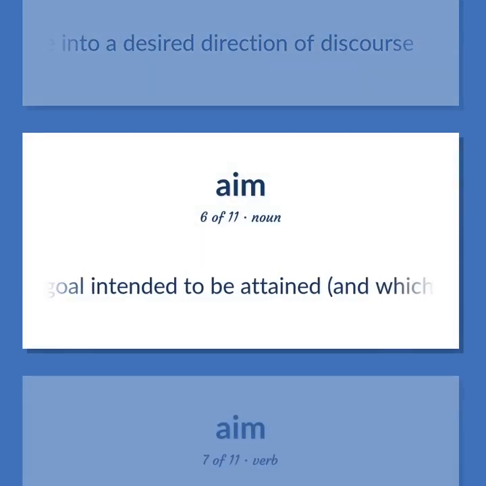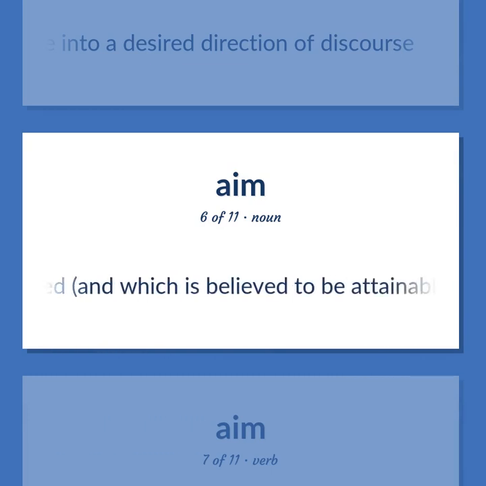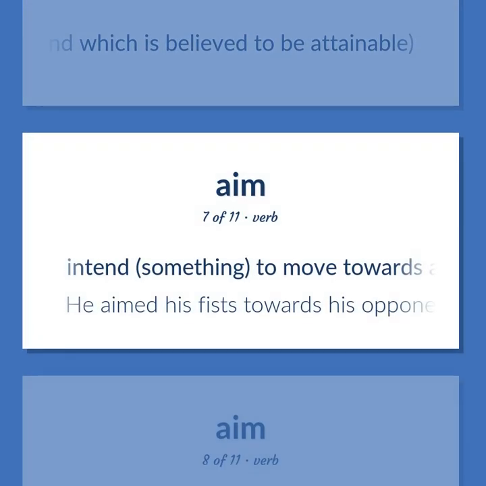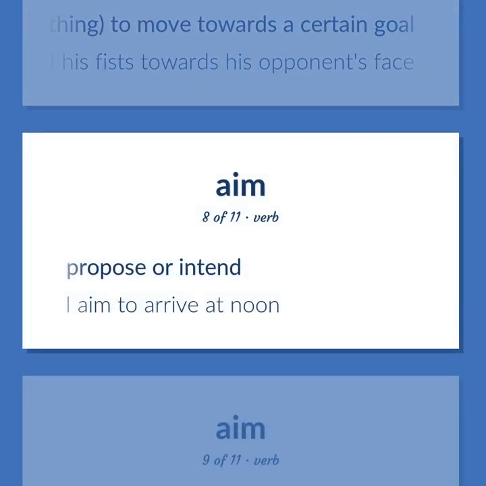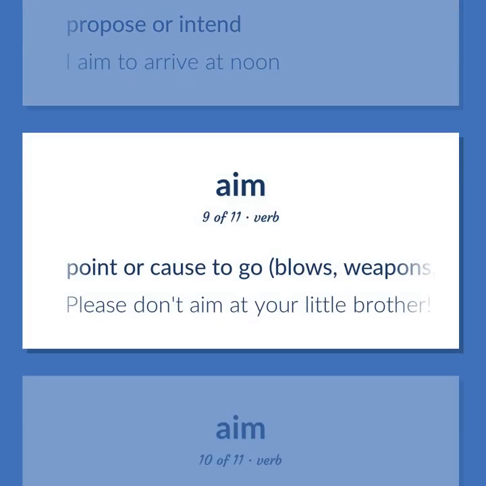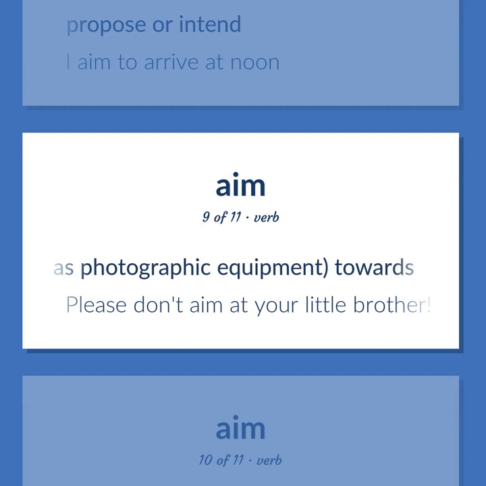The goal intended to be attained, and which is believed to be attainable. Intend, something, to move towards a certain goal. He aimed his fists towards his opponent's face. Propose or intend. I aim to arrive at noon. Point or cause to go, blows, weapons, or objects such as photographic equipment, towards. Please don't aim at your little brother.